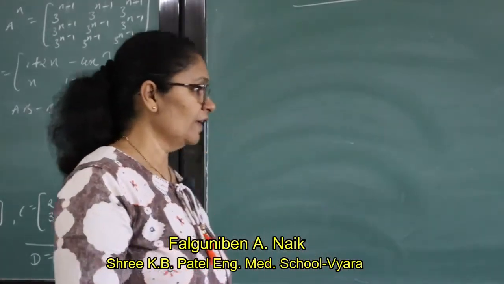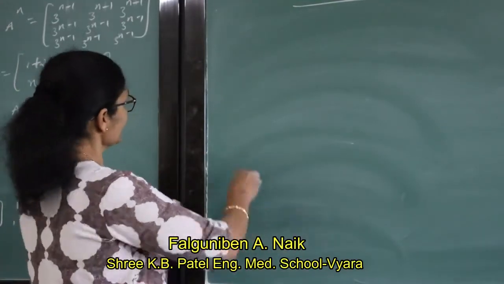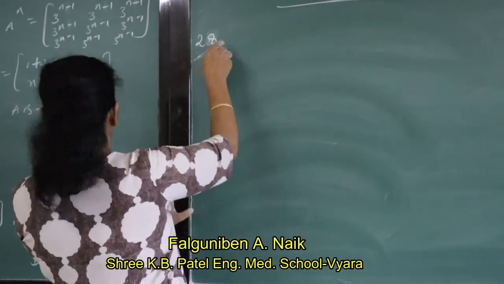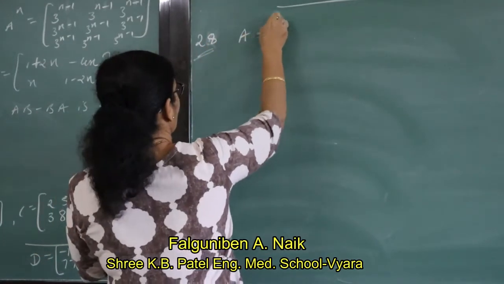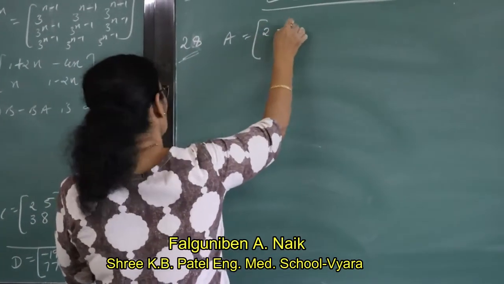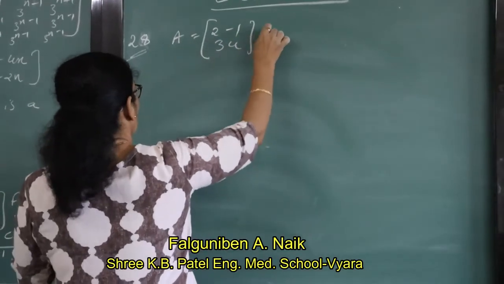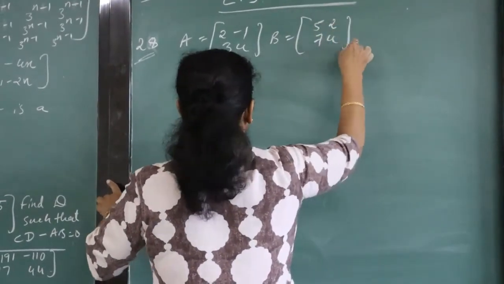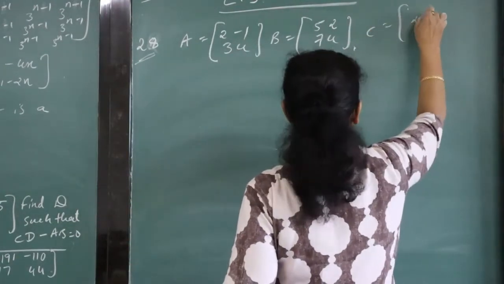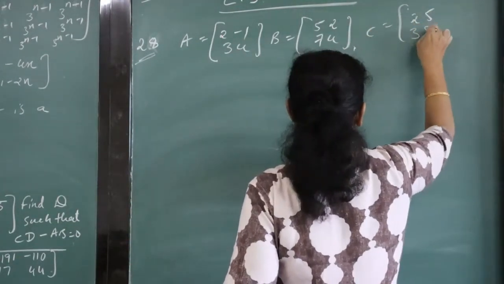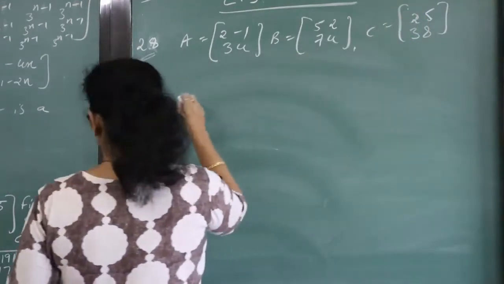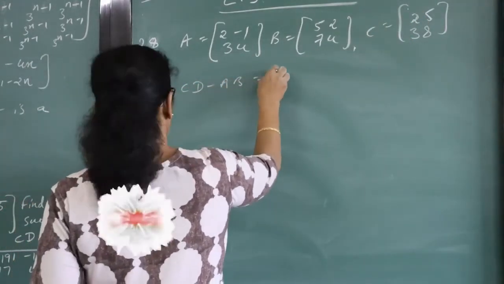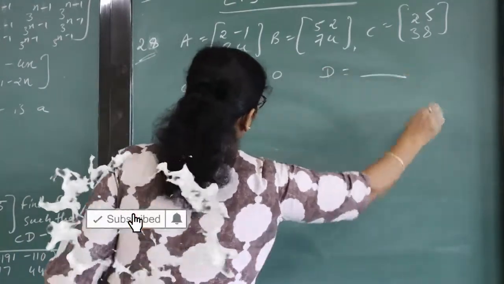Everyone, we have already discussed our 27th question in miscellaneous. Now we discuss the 28th question. In the 28th question, matrix A is given as 2, -1, 3, 4. Matrix B is given as 5, 2, 7, 4. C is given as 2, 5, 3, 8. One relation is given that CD minus AB equals 0, and you have to find matrix D.